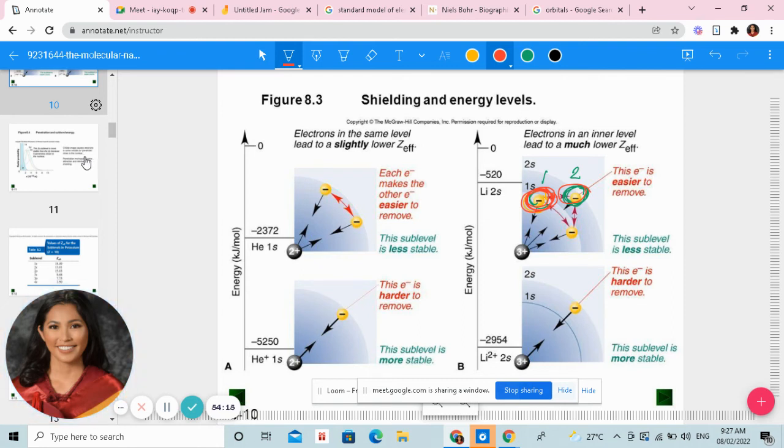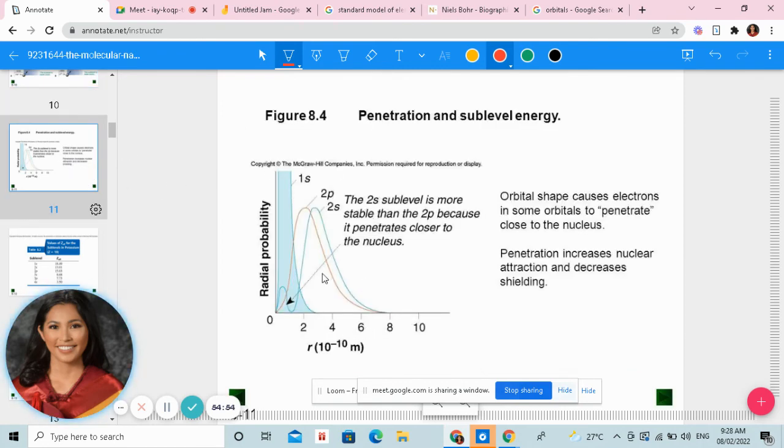Because electrons must be removed or must be added to produce a chemical reaction. So the atoms need to react with each other to become stable. That's why, like people, they look for a partner to become stable. So the atoms also find partners to become stable by removing electrons. So we'll talk about removal. Also we have this one, penetration and sublevel energy.